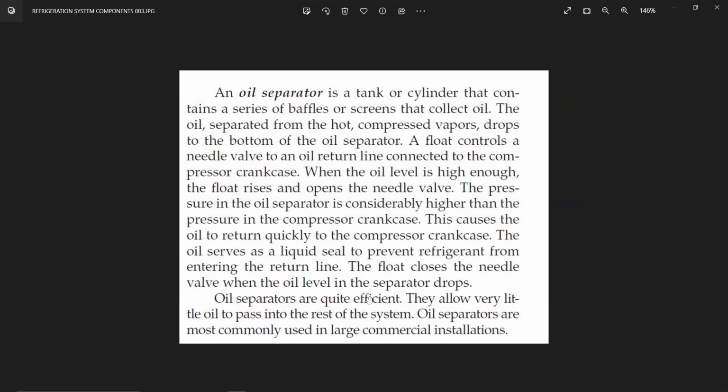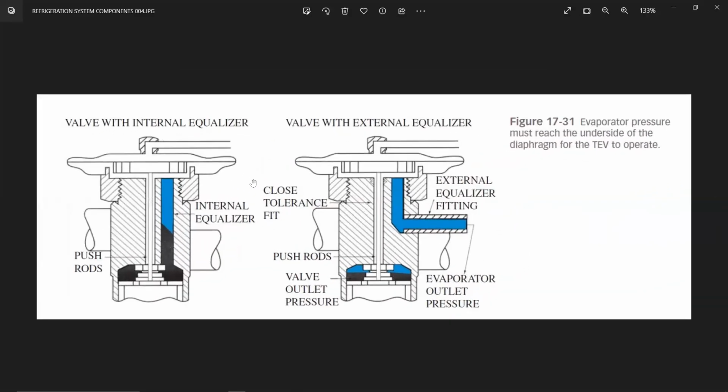Oil separators are quite efficient. They allow very little oil to pass to the rest of the system. Oil separators are most commonly used in large commercial installations. Now, yesterday I had not shown you an internally equalized TX2.